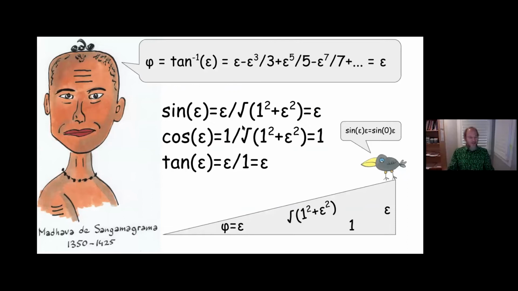Now let's look at something a little bit more challenging. And with math, I'm always amazed that people could figure this stuff out centuries ago.